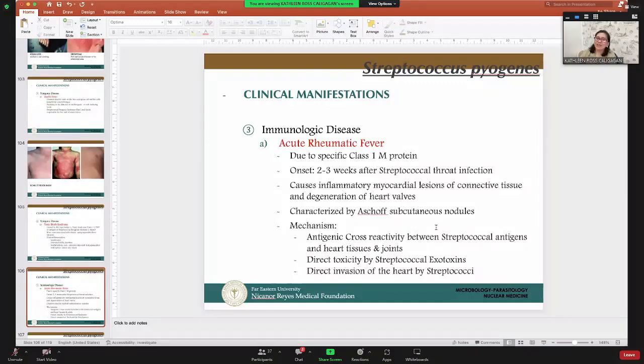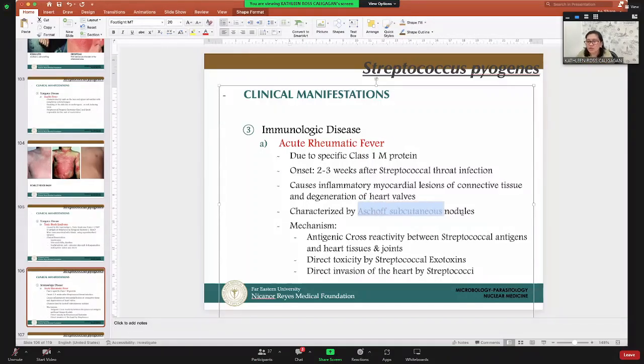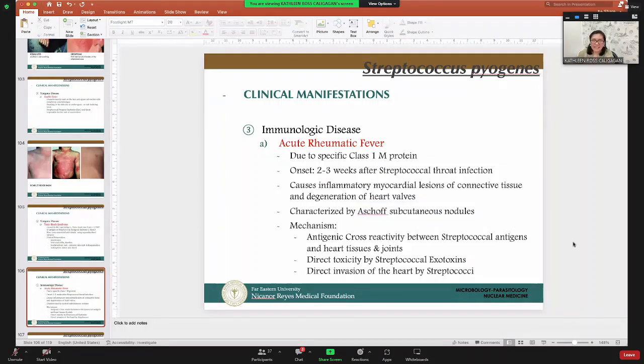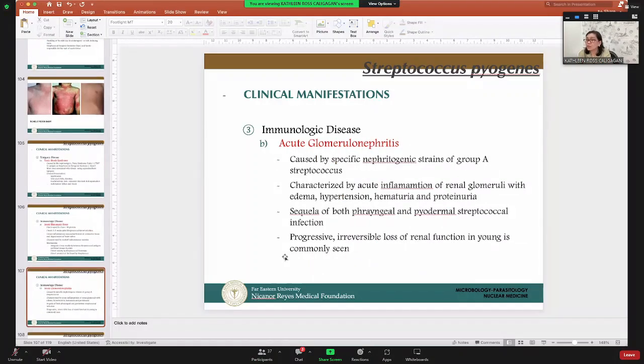And immunologic disease, the sequela, acute rheumatic fever, due to class 1 M protein. Onset is 2 to 3 weeks after a streptococcal throat infection. It causes inflammatory myocardial lesions of connective tissue and degeneration of heart valves, characterized by the presence of Aschoff bodies and subcutaneous nodules. The mechanism is antigenic cross-reactivity between the streptococcal antigen and the heart tissue and joint, or direct toxicity by streptococcal exotoxin, or direct invasion of the heart by streptococci. So those are how you can acquire rheumatic fever.